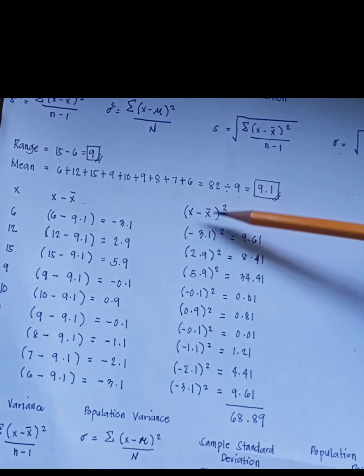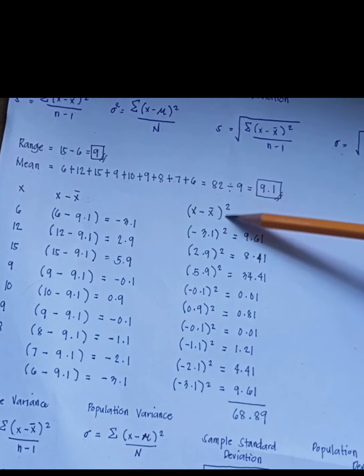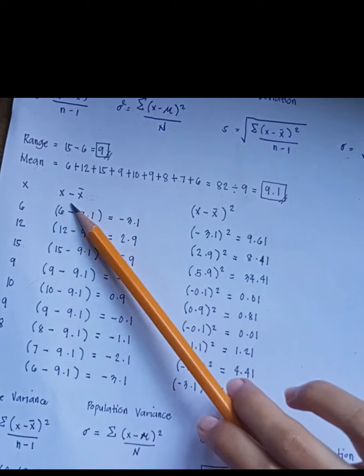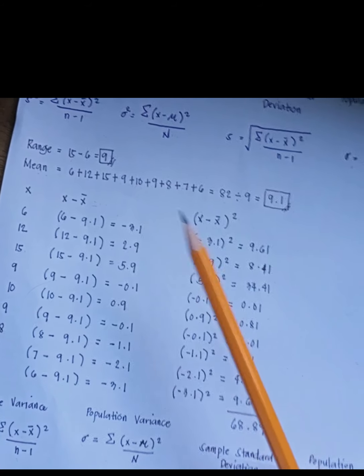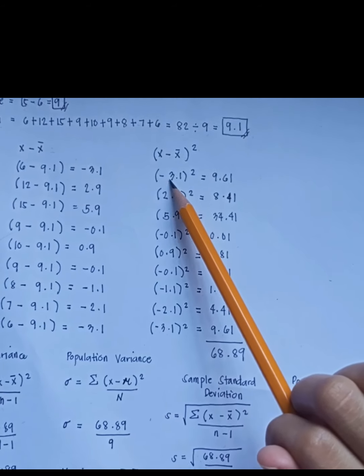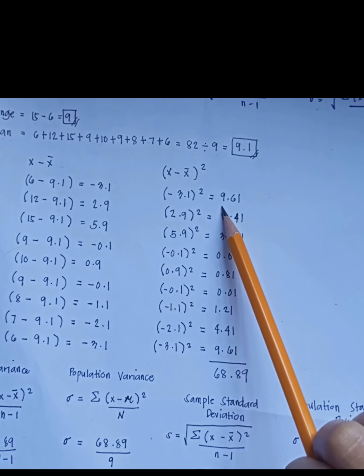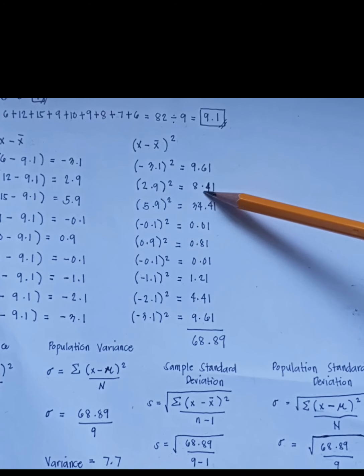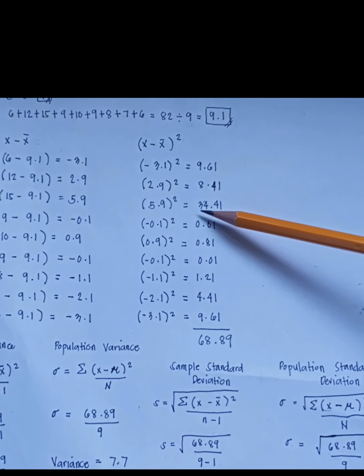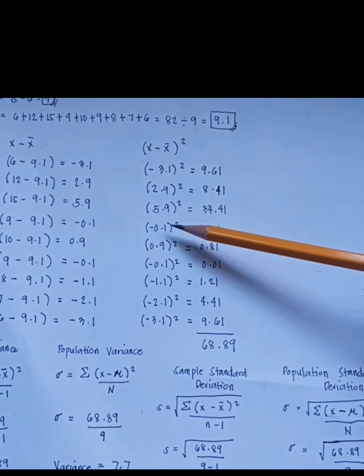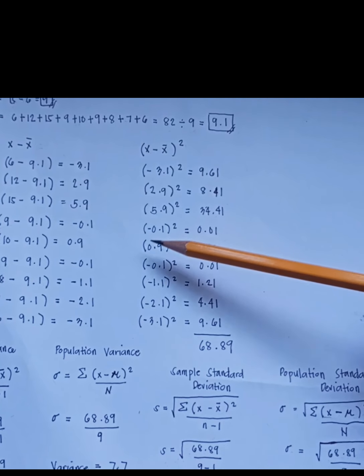So let's proceed. For (x minus mean) squared, the answer of x minus mean will be multiplied by itself. So negative 3.1 squared is equal to 9.61. 2.9 squared is equal to 8.41. 5.9 squared equals 34.81. Negative 0.1 squared equals 0.01.